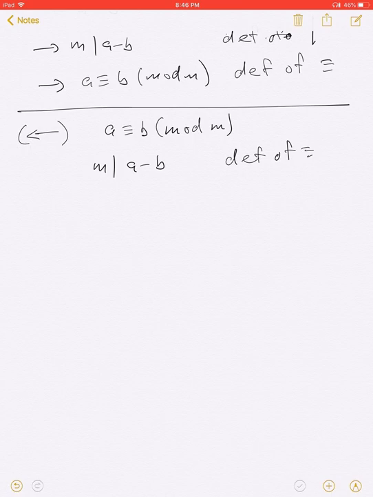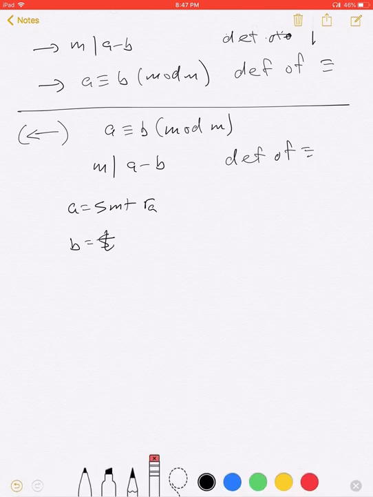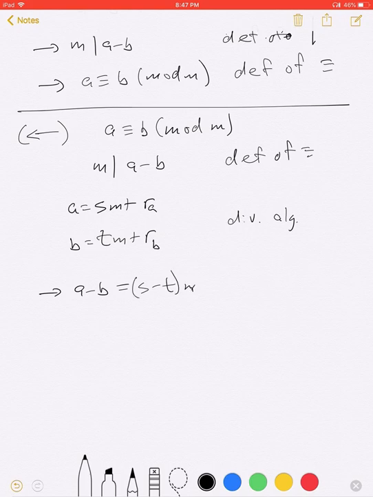Now we'll apply the division algorithm to A and B, only this time we don't know that they have the same remainder. So I'll say A is equal to Sm plus the remainder for A, and B is equal to Tm plus the remainder for B. And this is the division algorithm. And I'll just do some math. I'll subtract. I'll say A minus B is equal to S minus T times m plus RA minus RB.